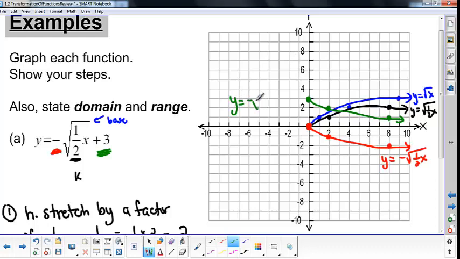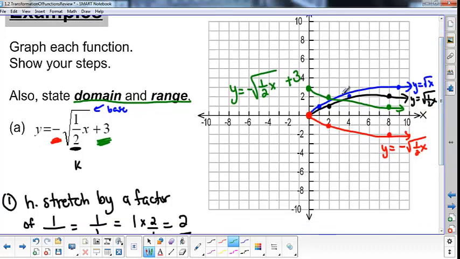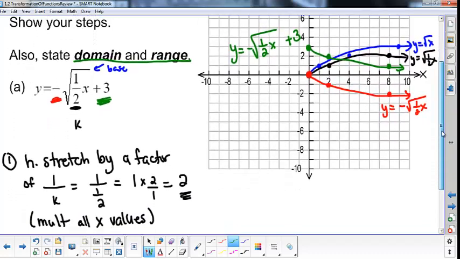Y equals negative root of 1/2 x and then plus 3. We also need to talk about domain and range. We'll talk about domain and range of our final graph, the green graph. So remember that domain is the possible x values. So the possible x values of our green graph, well, we know there's nothing to the left of when x equals 0. So x has to start at 0, and then because the square root graph goes on and on forever to positive infinity, then we'd have to reflect that in our domain.